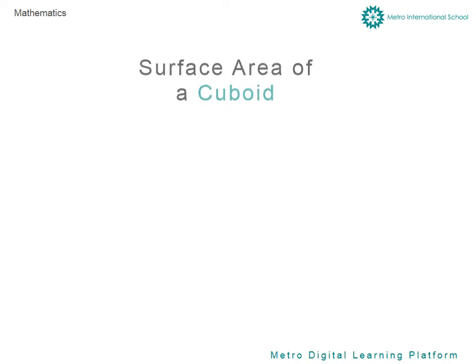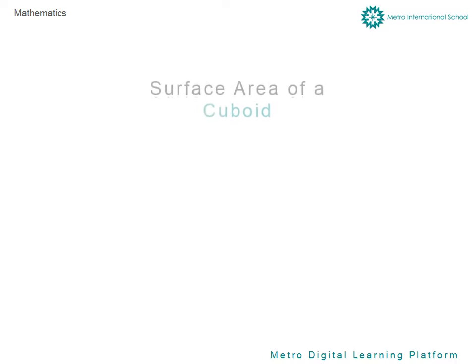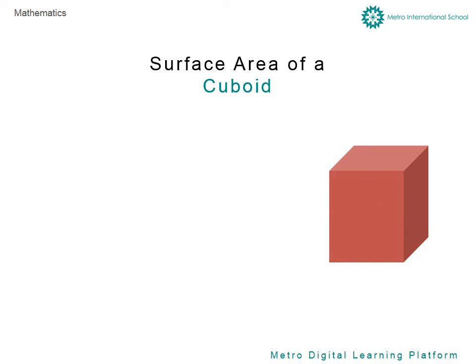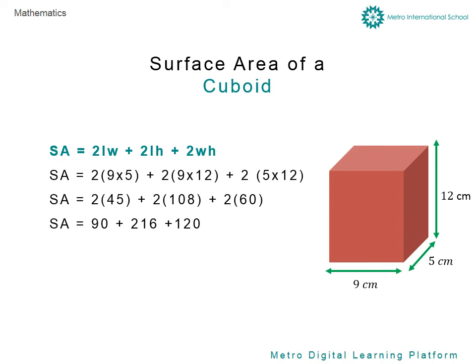Surface area of a cuboid. A cuboid looks like a cube, but the difference is that in a cube all 6 sides are square shaped, but a cuboid has rectangular shaped faces. Let's work out the surface area of a cuboid whose length is 9 cm, width 5 cm and height is 12 cm. The formula to calculate the surface area of a cuboid is 2 into length into width plus 2 into length into height plus 2 into width into height. After substituting the values in the formula, the surface area will be 426 cm square.